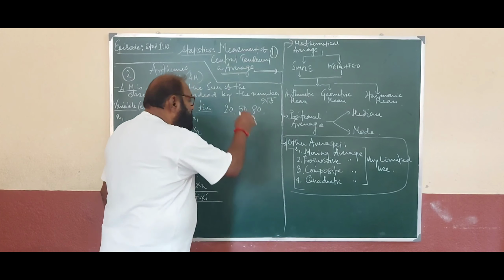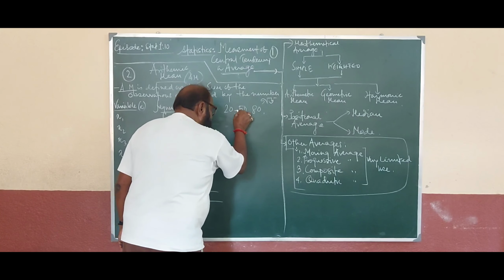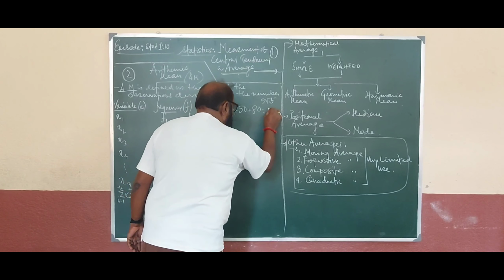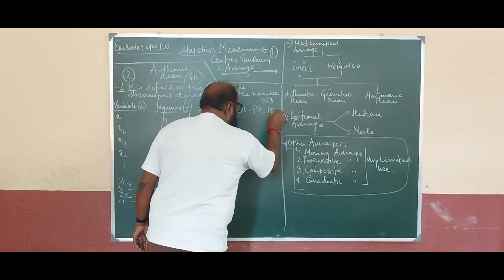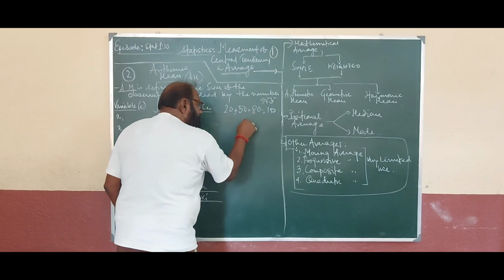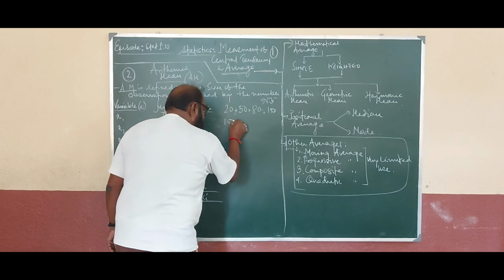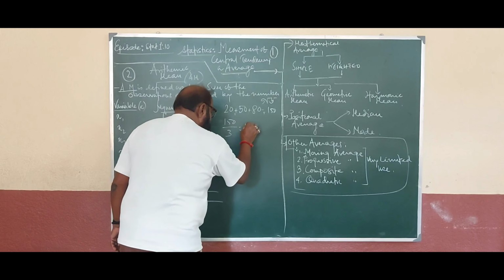Now this is value 1, value 2 and value 3. So we add them. What is it? It is 150. Now, what is the average? 150 divided by 3. So it is 50.